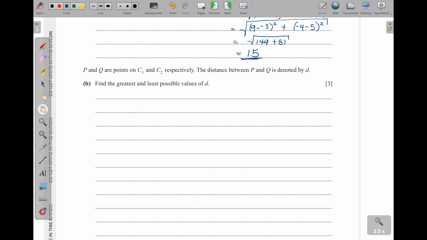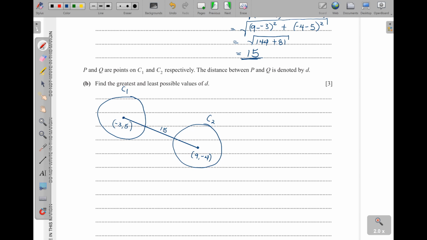Now, I'm going to do two sketches here. I can have this circle here, and then I can also have another one here, okay? This is for C1, and this is for C2. The center for this one is 9, negative 4, and the center for this other one is negative 3, 5, okay? Then I can connect these two centers here. So the distance in between those two is 15, okay?